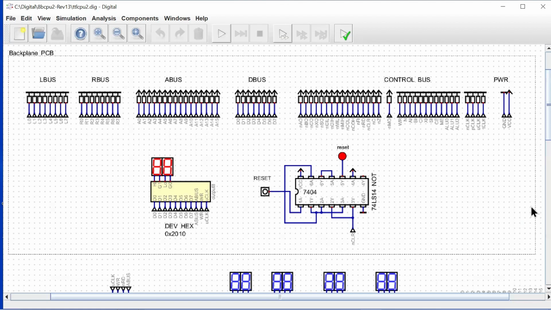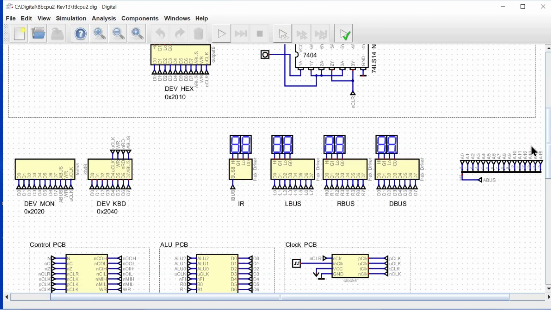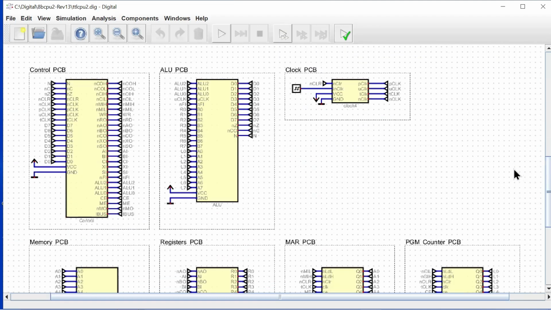So this should be familiar. Here are the main elements that are going to be on our backplane, right? We have our left and our right bus, our address bus, our data bus, our control bus, and our clock signals as well as power. Then we have our reset circuit that we looked at recently, and also our hex display. So those are the elements that are going to be on our backplane. But let's look at some of the elements that are indirectly going to be on our backplane.